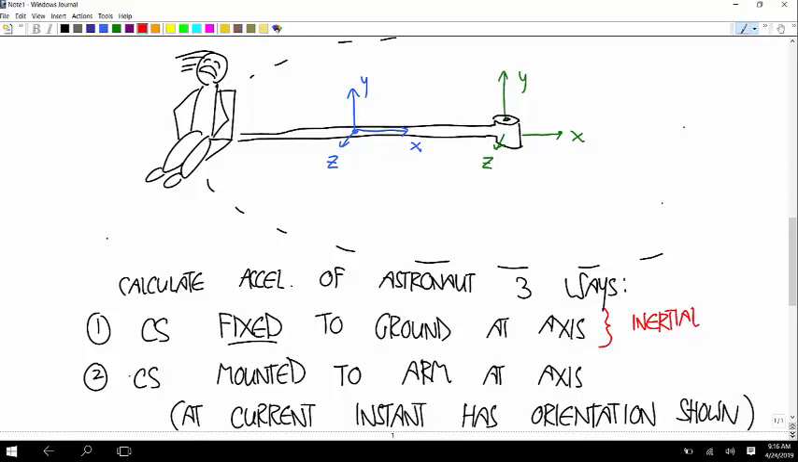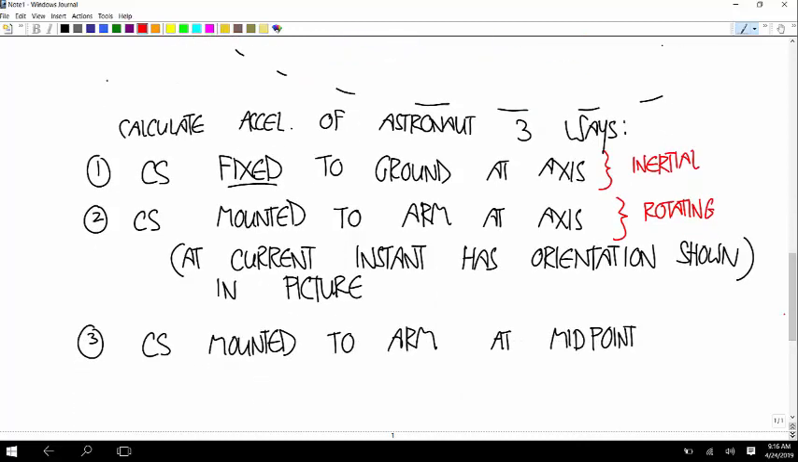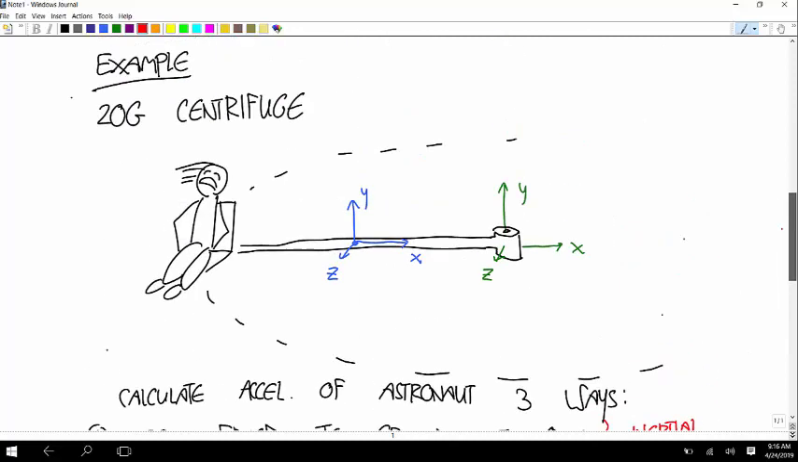The second one, the origin is not accelerating, but the axes are changing orientation. So this is a rotating coordinate system. We're going to have to use our new approach we're talking about right now to calculate number two. The third one, the origin is moving in a circle, so it's accelerating.